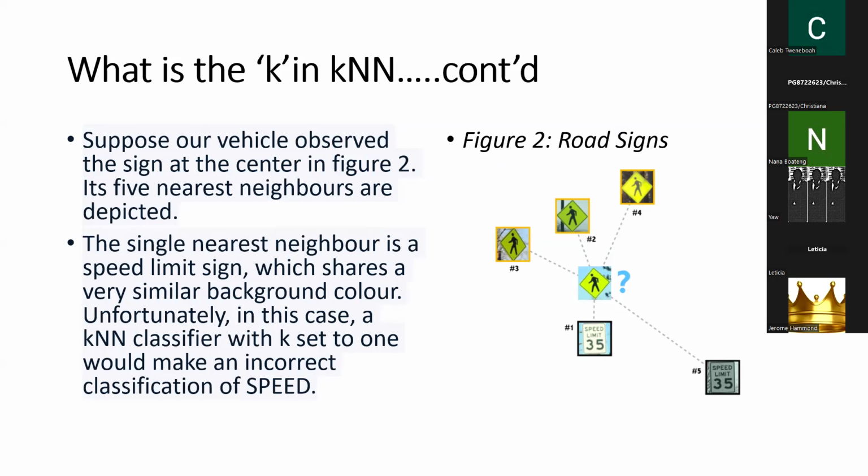Suppose our vehicle, that's the driverless or self-drive vehicle, observed the sign at the center in figure 2. You see the pedestrian sign there. It has 5 neighbors, isn't it? At the top, we have 3 pedestrian signs, and very close to it there is a speed limit, and then far from it, another speed limit.